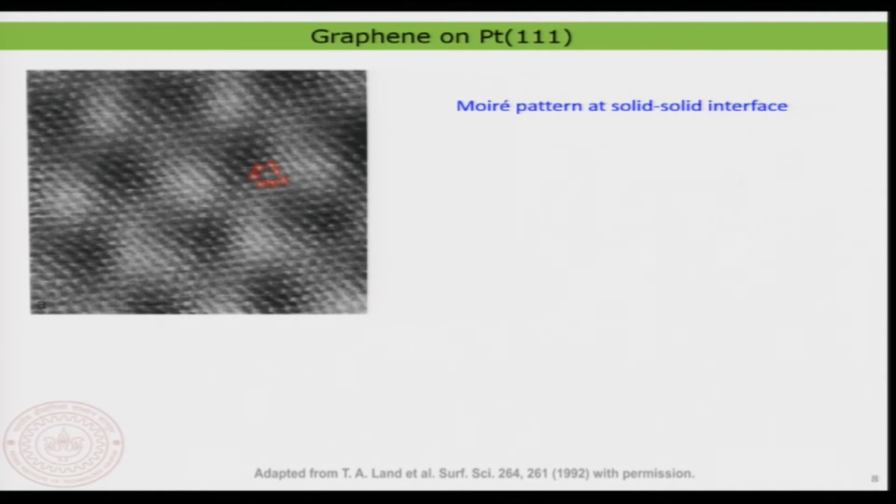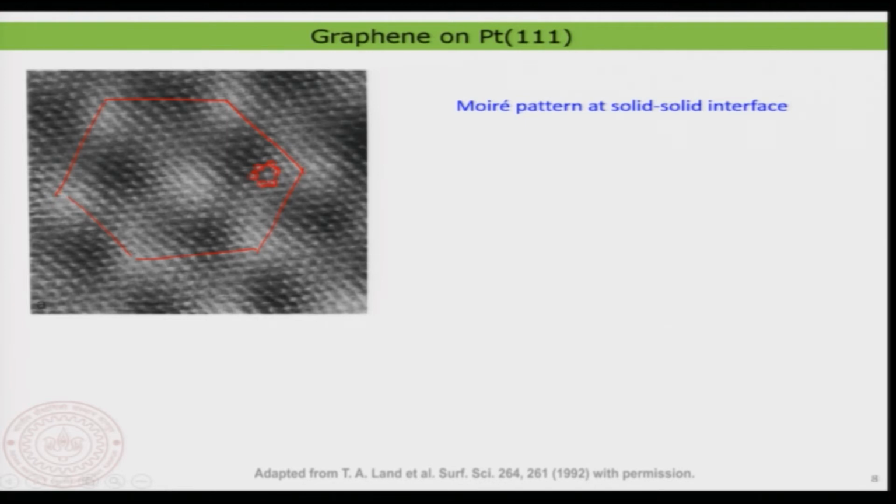And you can see these graphene atoms make a nice hexagon. Yeah, that is proof that it is basically graphene, right. But now the thing is, what is this lattice that you are seeing, which also looks like a hexagonal lattice?